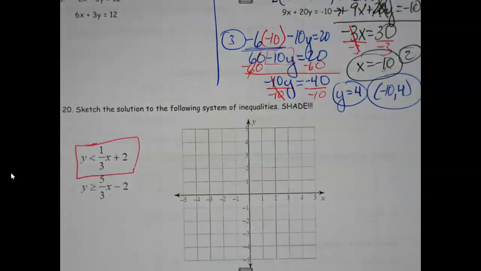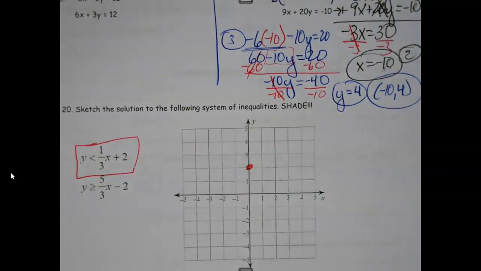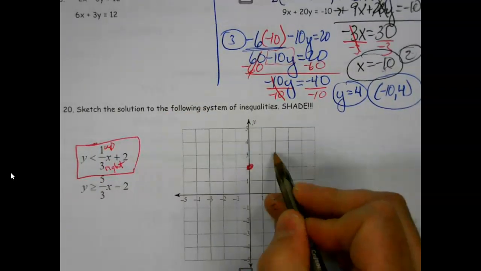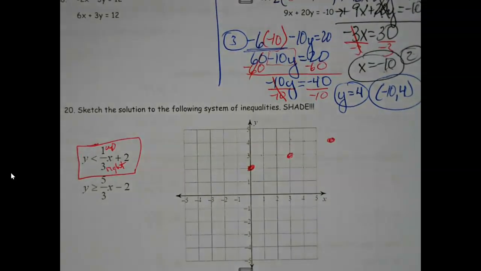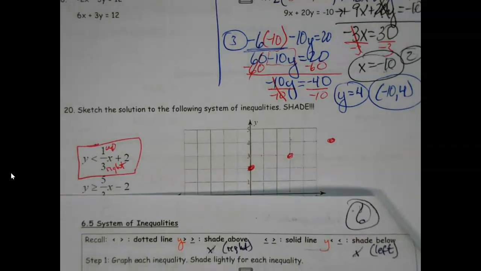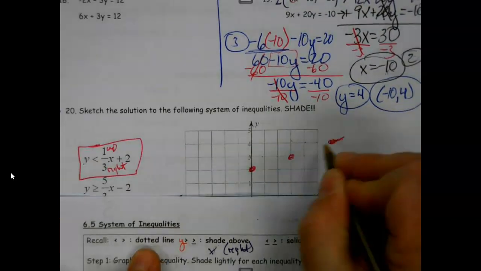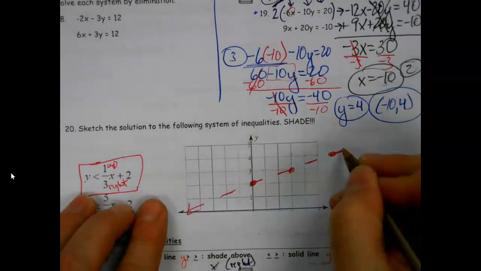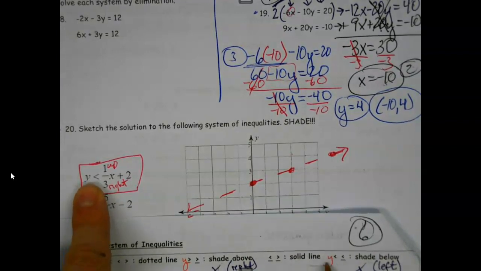Okay, first things first. Y-intercept, y-axis, 2. My slope is 1/3. Up 1, right 3. Now I'll go a little off the graph here, up 3. Since it's just a line, it doesn't have a line under it, that's going to be dotted. And since the arrow is pointing at y, we're going to shade below.